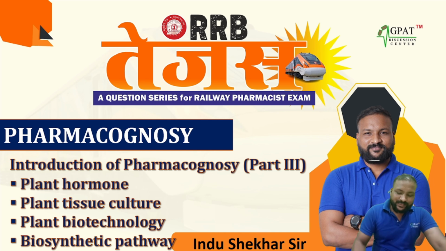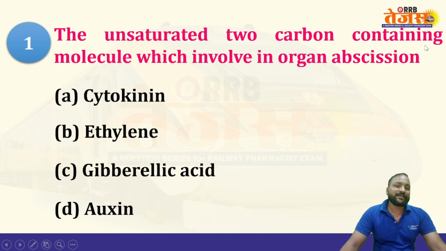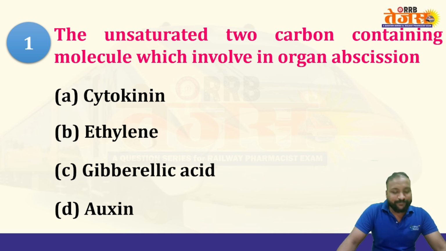Let's start the first question. The first question in this series is: the unsaturated 2-carbon containing molecule which is involved in organ abscission. Option A, cytokinin; option B, ethylene; option C, gibberellic acid; and option D, auxin.